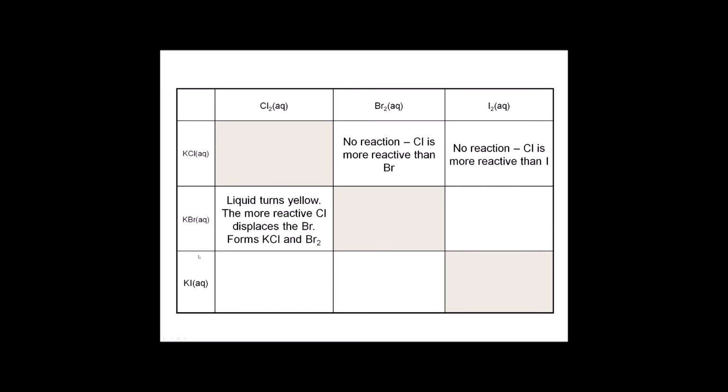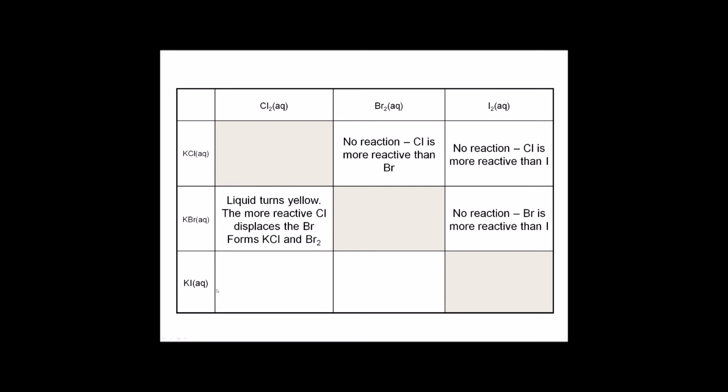All these liquids start off colourless or more or less colourless, and when we get the reaction, the chlorine forces the bromine out of the potassium bromide, and the bromine will turn the water a slight yellow colour. However, there's no reaction between the potassium bromide and the iodine, because the bromine is more reactive than the iodine. The iodine cannot steal the potassium away, so there's no reaction.